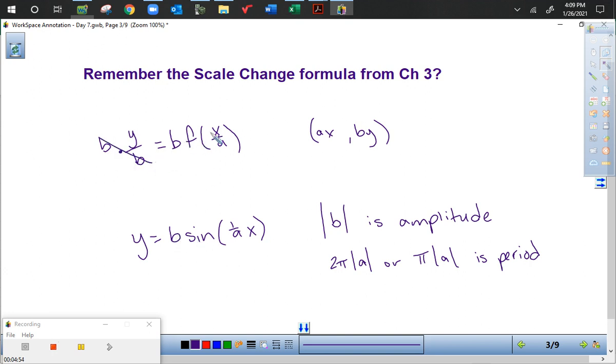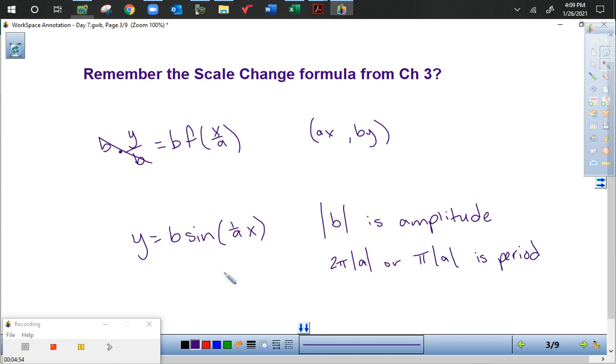I replace the f of x with sine. That's the parent function we're looking at. It can be interchanged with cosine or tangent. And then x divided by a is the same thing as multiplying by the reciprocal. And because we've practiced just changing it to the reciprocal, that's how we'll look at it in terms of what we're doing today.